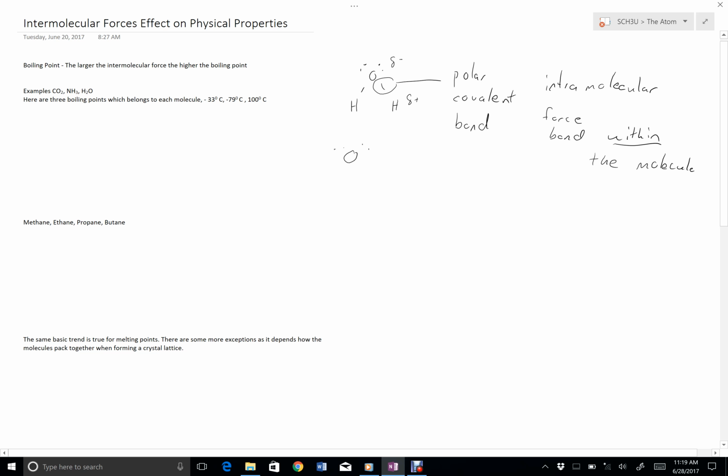So if we imagine another water molecule coming along with its partially negative end and its partial positive end, and those two dipoles see each other in our dipole-dipole interaction between those two molecules, we call that an intermolecular bond or force. And that is in between different molecules.